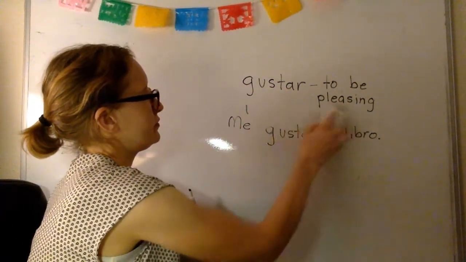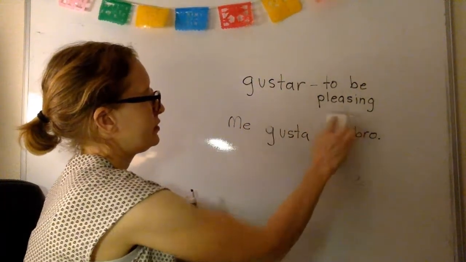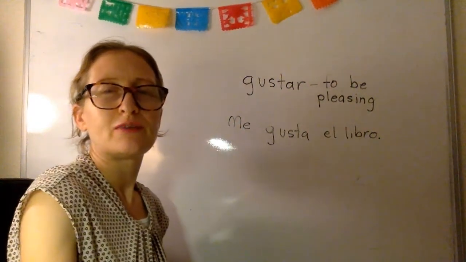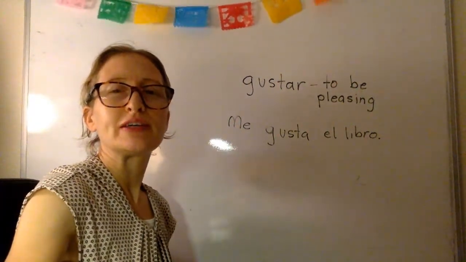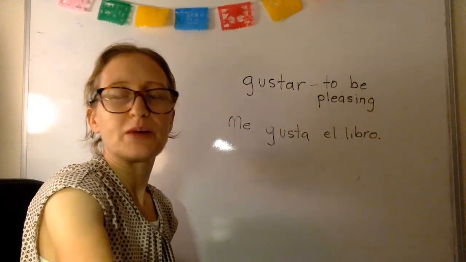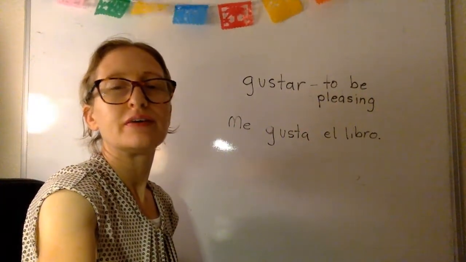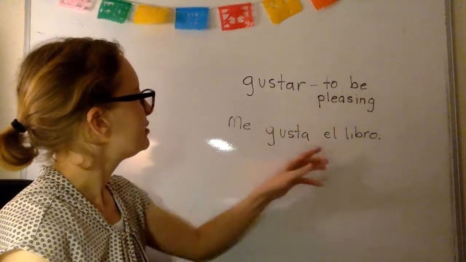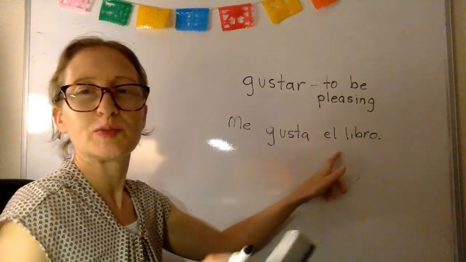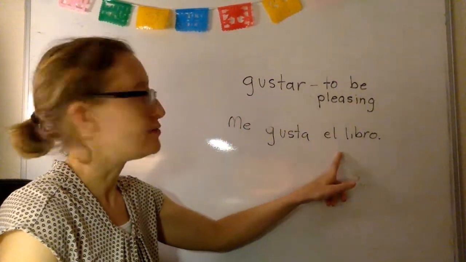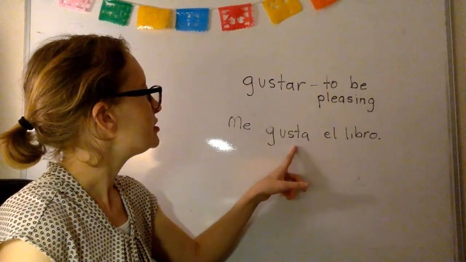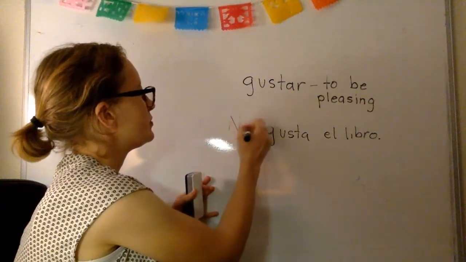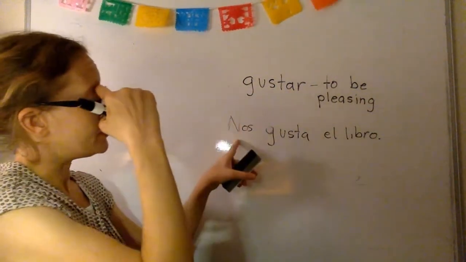Now, let's say you want to say, the book is pleasing to us. How would you change this to say, the book is pleasing to us? Well, what you can do is you can simply change your pronoun because the book is still what is pleasing, right? So here's your subject. This is el libro gusta, and then we have to change this to nos. The book is pleasing to us.